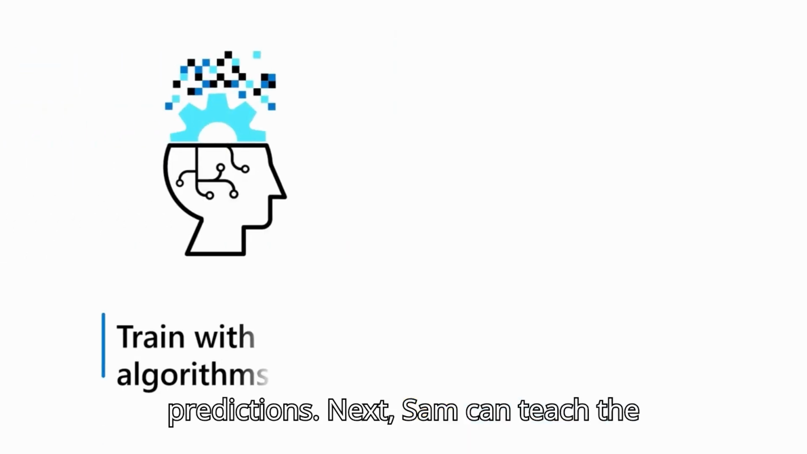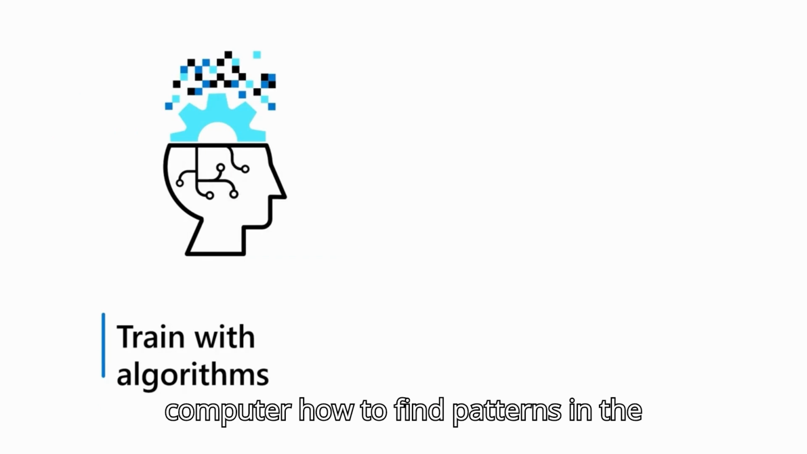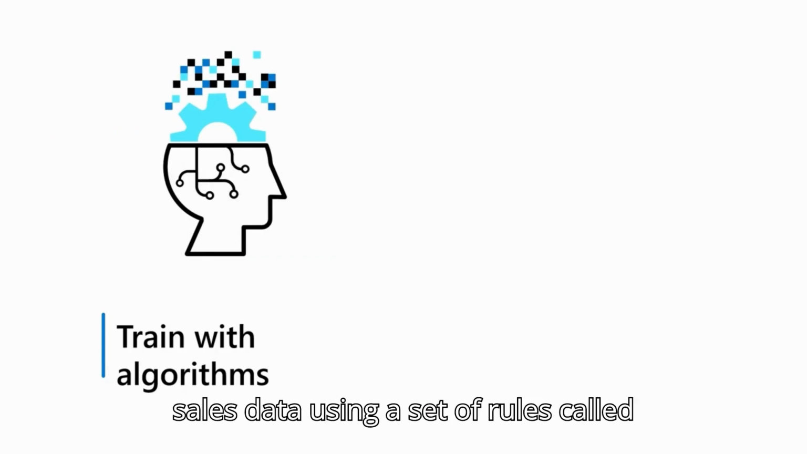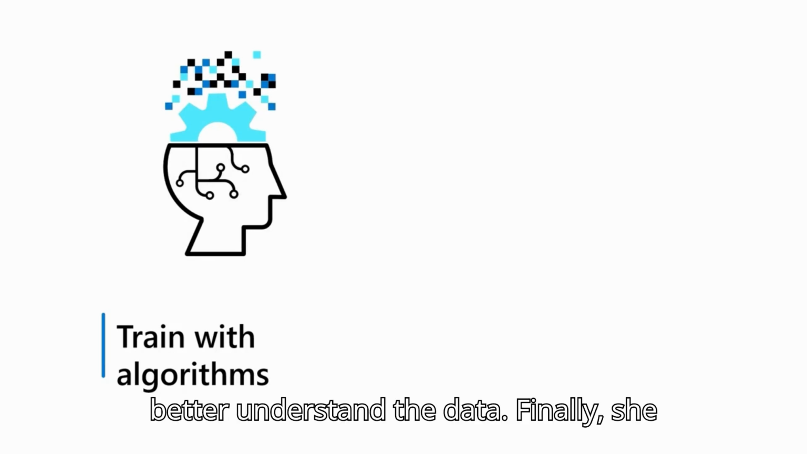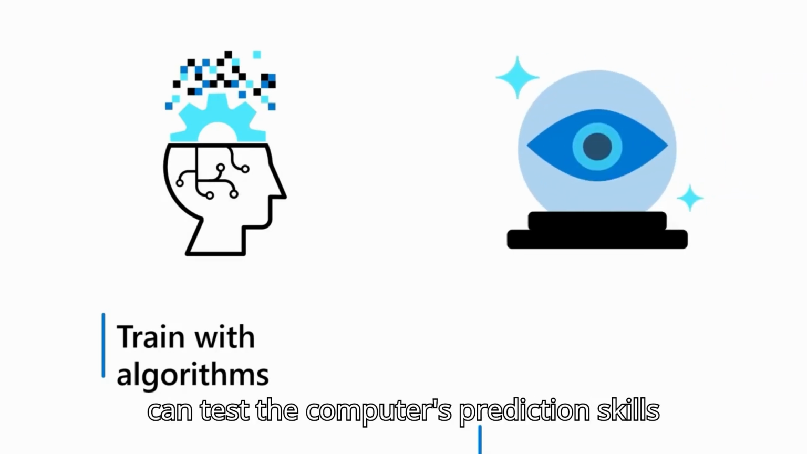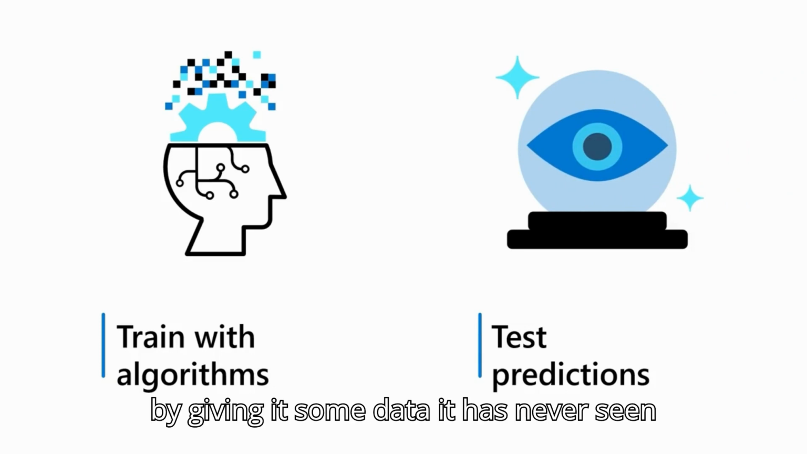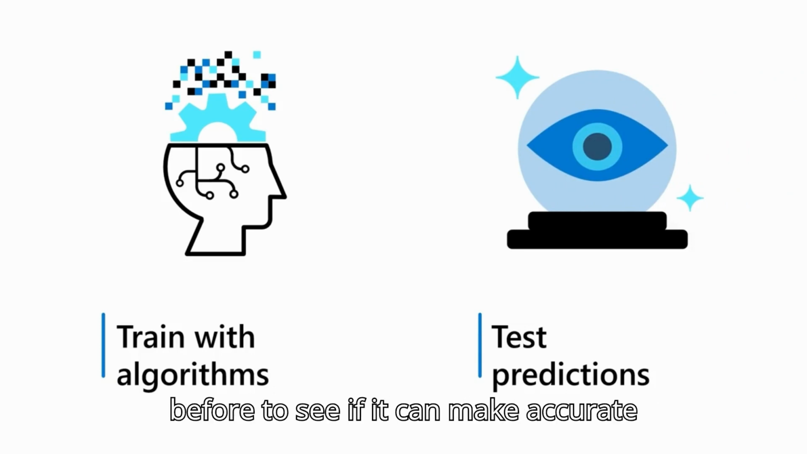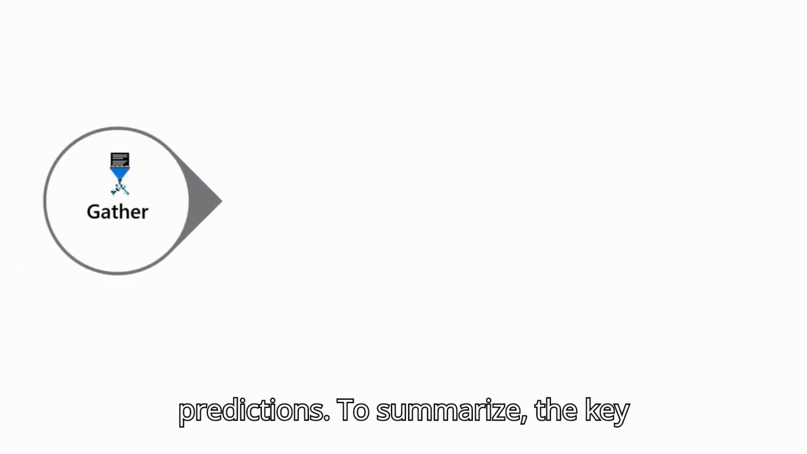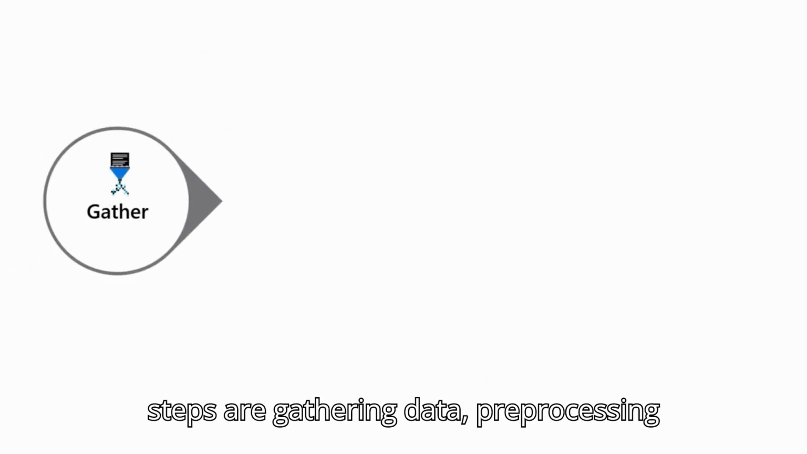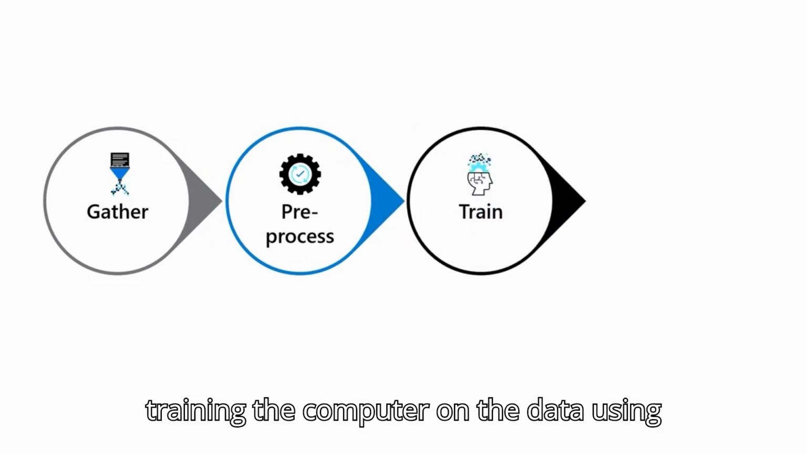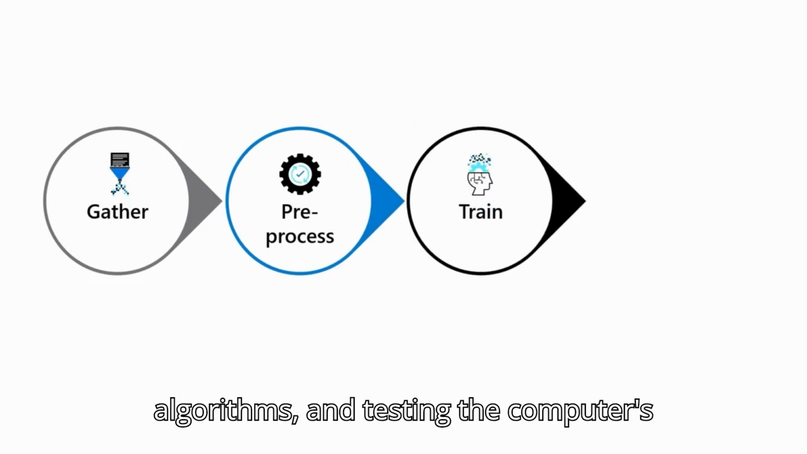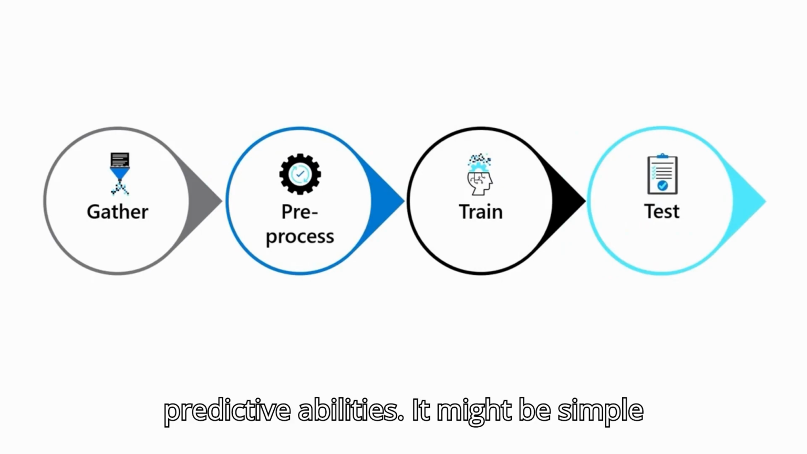Next, Sam can teach the computer how to find patterns in the sales data using a set of rules called algorithms. This helps the computer to better understand the data. Finally, she can test the computer's prediction skills by giving it some data it has never seen before to see if it can make accurate predictions. To summarize, the key steps are gathering data, pre-processing the data to ensure that it is clean, training the computer on the data using algorithms, and testing the computer's predictive abilities.